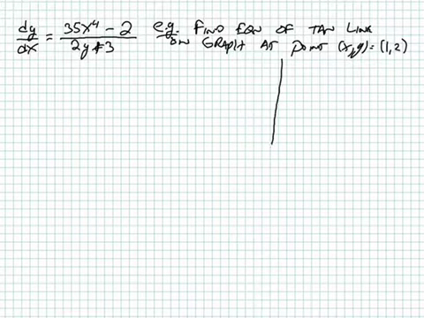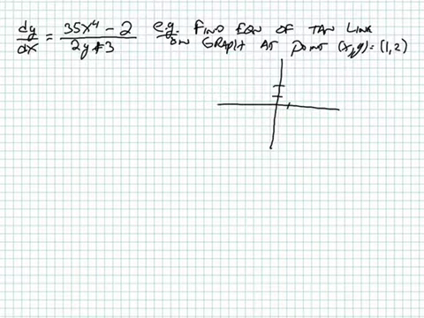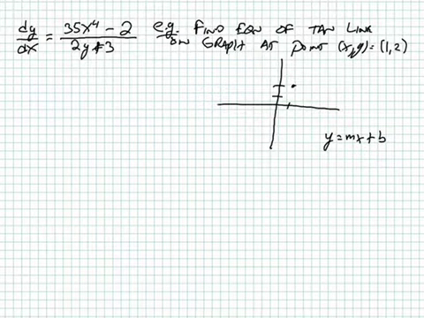Okay, so I don't know what this graph looks like, but I do know that at the point x is 1 and y is 2, I want to find the equation for the tangent line. This is the exact same thing we did before with explicit functions, or explicit equations, which are functions. So I'm going to use the equation y = mx + b. Let's just say for sake of argument it looks something like this.